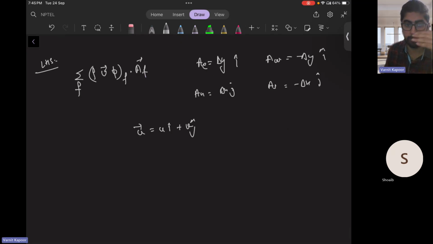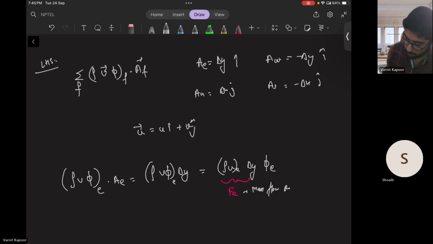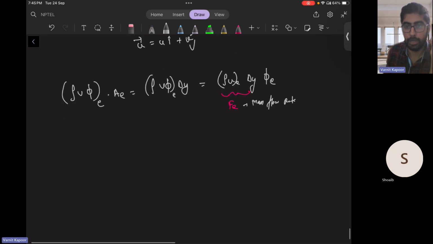The dot product for each face will be, if you do rho u phi of east with A east, that will be rho u phi delta y. Rho u phi of east with A east is delta y. So I can write it as rho u east into delta y into phi of east. This term can be written as mass flow rate, Fe, so Fe phi E.